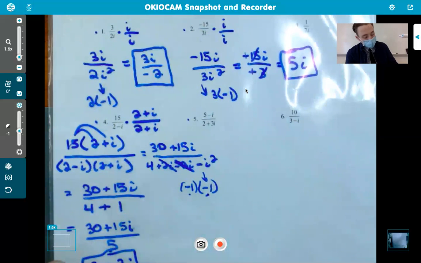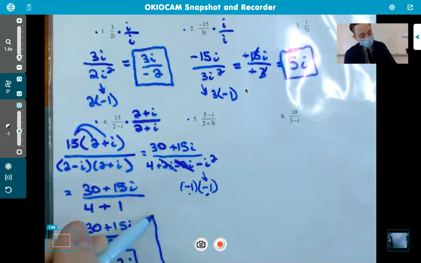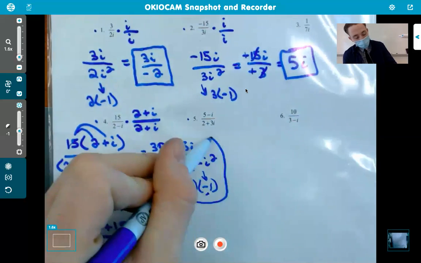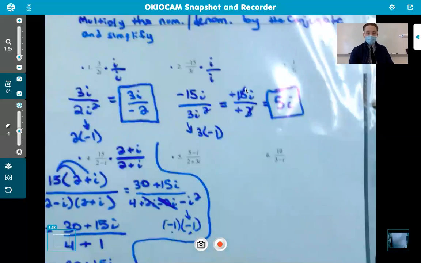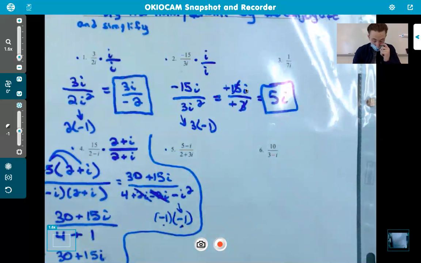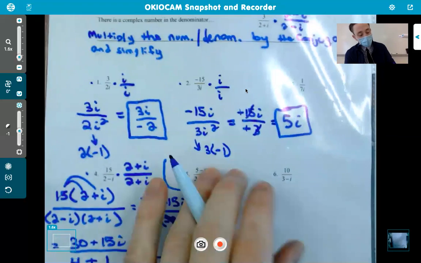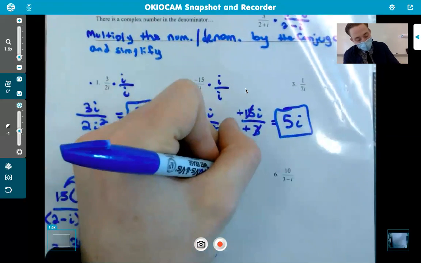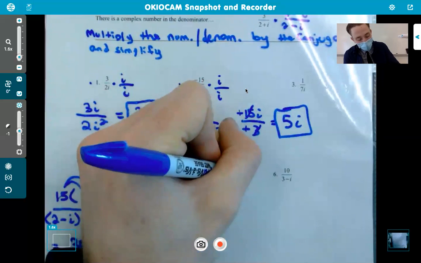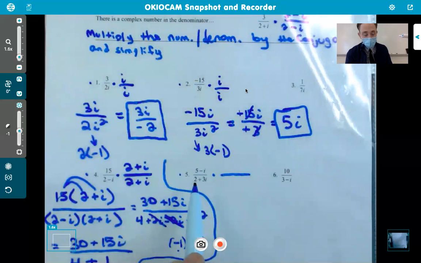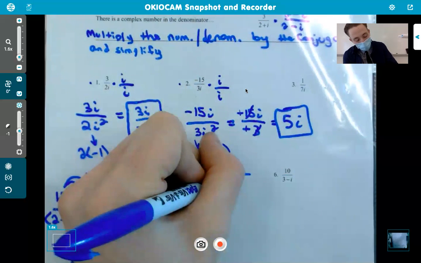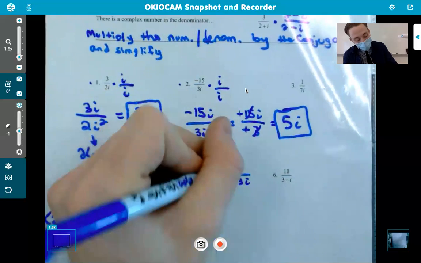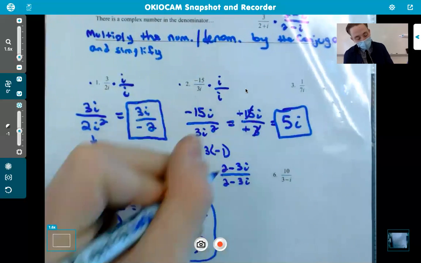Okay. I'm gonna give myself some space. Let's do number 5 as a group. First question. What kind of number do I have in my denominator? Is it imaginary or is it complex? Complex. So I need to multiply by the conjugate. How about somebody from home? Help me out with this one. What's the conjugate of my denominator? If I have 2 plus 3i, what's the conjugate? 2 minus 3i. Good. Multiply top and bottom by that.